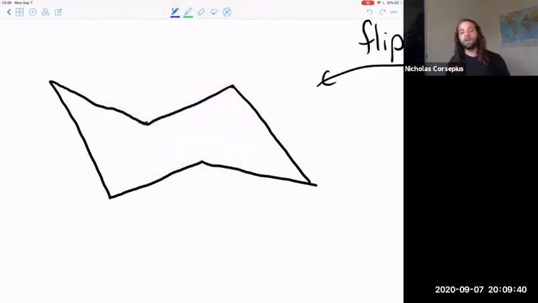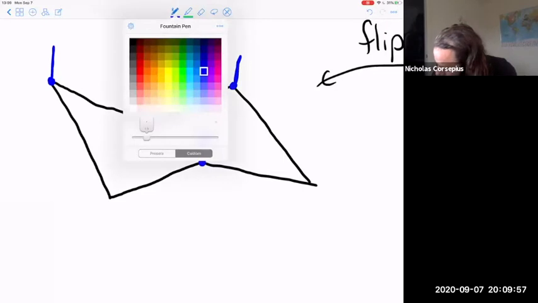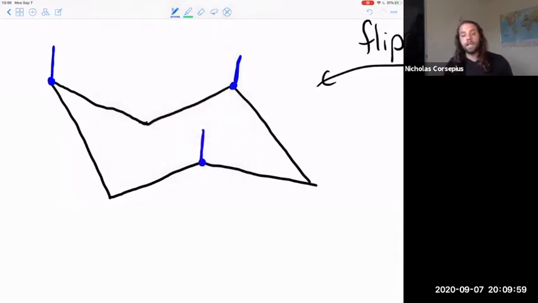Okay, so which carbons have the axial up? Ones that are sitting at the peak, right? So these 3, I'm drawing their axial positions. They're pointed up. And the ones that have axial down are going to be at the valleys.